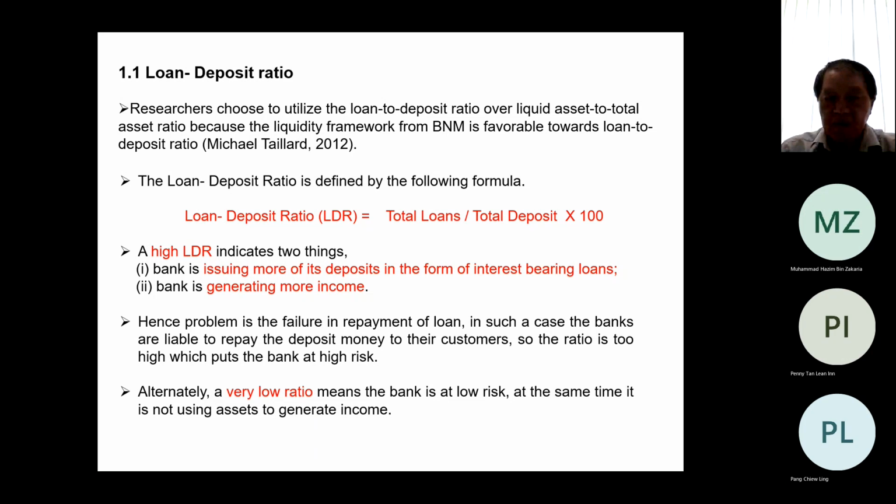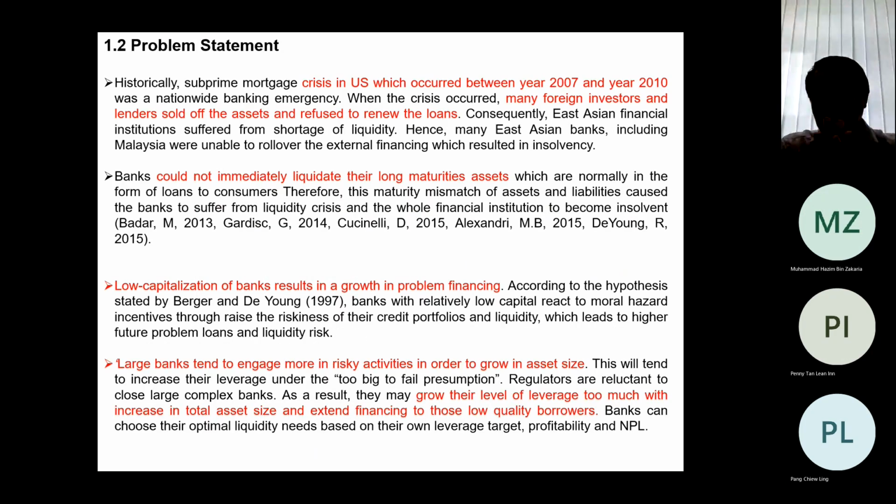Okay. And the problem statement here, basically, I just do a very quick summary. The first one, the problem statement of the liquidity comes from the crisis. The crisis, as we know, we have 2007 with the financial crisis and 2010 the subprime. During that time, a lot of foreign investors and lenders sold off their assets and refused to renew. Meaning, refused to renew, the bank had to come out with a lot of cash. Therefore, at that time, they were running short of cash. This is one of the problem statements.